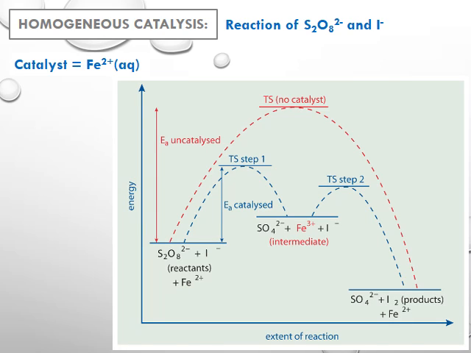Whereas with our heterogeneous catalyst, it just had the same curve but lower, a homogeneous catalyst forms this intermediate. So you've actually got transition states either side, but you can actually isolate an intermediate. And in this example, which we're going to focus on in a minute, we're going to look at S2O8 peroxydisulfate ions and iodide ions.